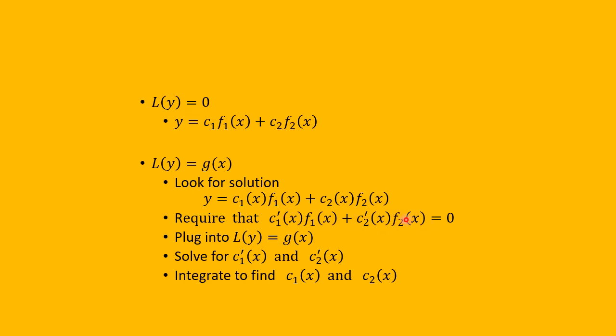We'll plug this solution up here into L of y equals g of x, use this condition, and we find that we can solve for c sub 1 prime of x and c sub 2 prime of x. Once we get those, we come back here and we notice that we need c1 and c sub 2. So we integrate c sub 1 prime and c sub 2 prime to find c sub 1 and c sub 2. Once we have those, we can find this solution up here to this non-homogeneous ordinary differential equation.